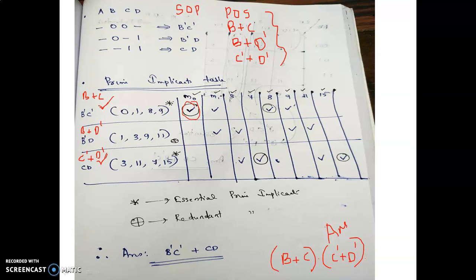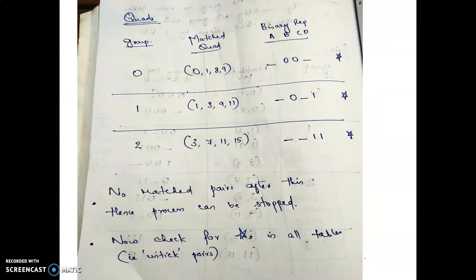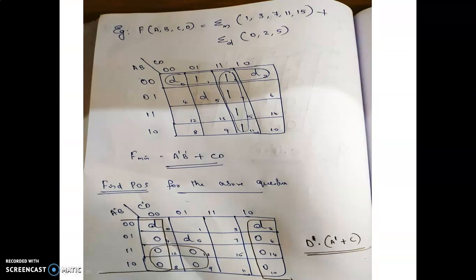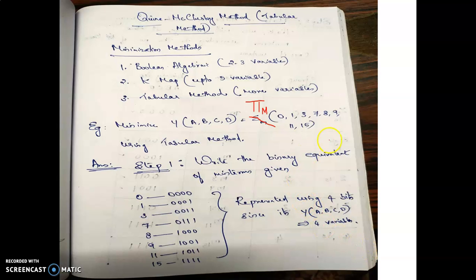Okay, yes. Now there is one more thing I need to add. If the question was sigma m 0, 1, 3, 7, 8, 9, 11 and 15, and you are asked to find out the minimized POS, that is, the question is given as sigma m and you are asked to perform the pi value, then what do you have to do? Don't just cut the sigma m and put pi m. You know that the terms which are not in this sigma value will be the pi m, isn't it?